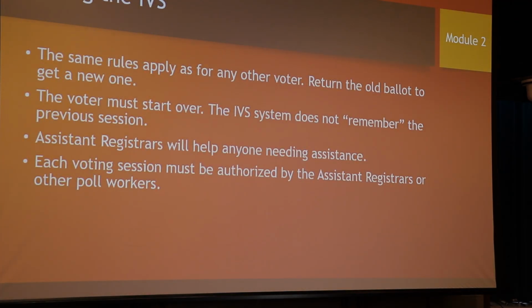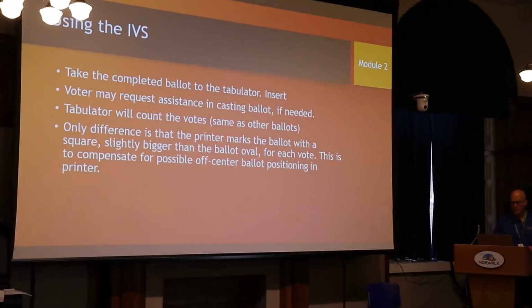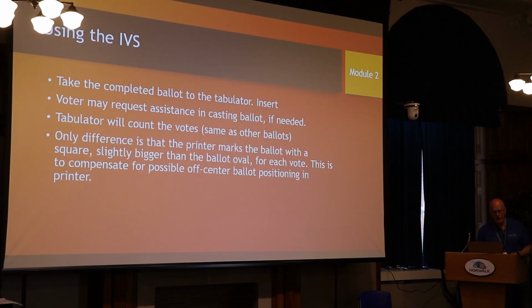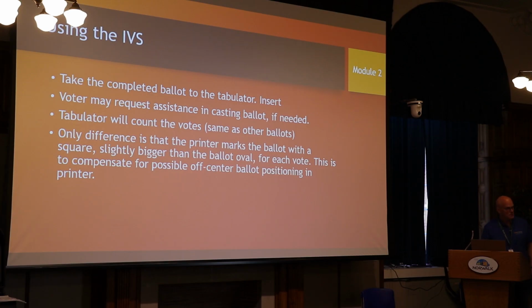The same rules apply to this as for any other voter. They can always spoil a ballot. The voter has to start over each sequence, so it doesn't save their votes. After it's printed the ballot, you have to start over again. Assistant registrars are responsible for this. And then the assistant registrar can help them take the ballot to the tabulator, if they need it. Some are obviously blind. Some can do it, some cannot, right?